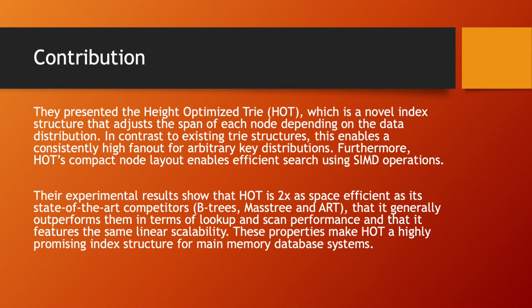Their experimental results show that HOT is 2 times as space efficient as its state-of-the-art competitors, that is B-trees, Mass-Tree, and ART, that it generally outperforms them in terms of lookup and scan performance, and that it features the same linear scalability. These properties make HOT a highly promising index structure for main memory database systems.